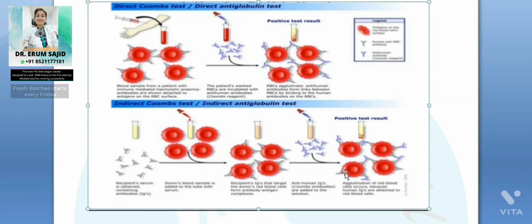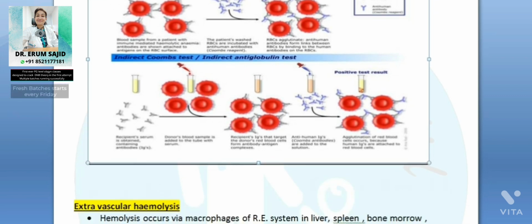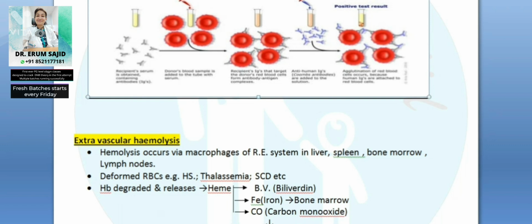And of course, you know about ICT. If the recipient serum has antibodies against the RBCs of the donor, which will be enhanced by adding the Coombs reagent, it will give a positive test result. As simple as that. That means this recipient is not matching with the donor. Do not transfuse, otherwise she's going to have very bad acute hemolytic reactions. So watch out for that.